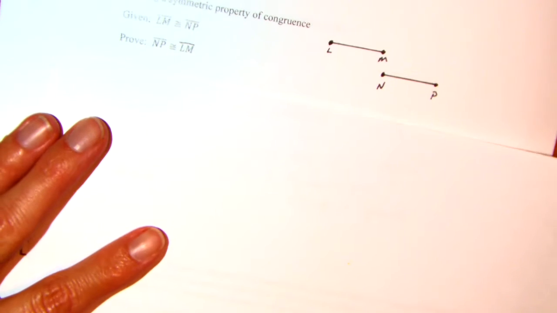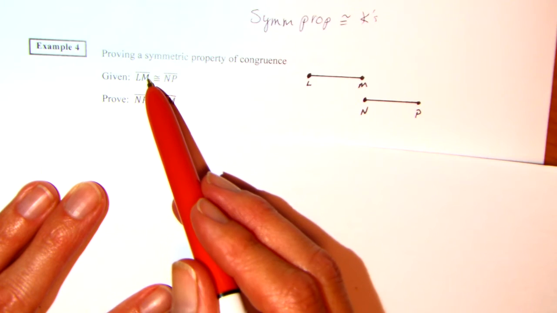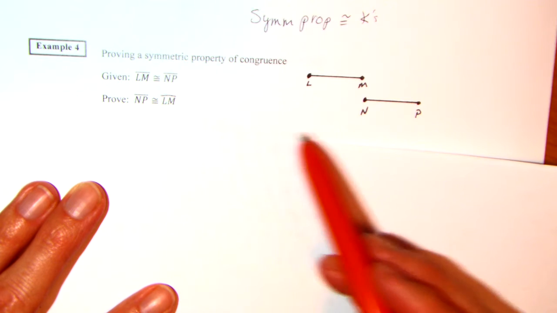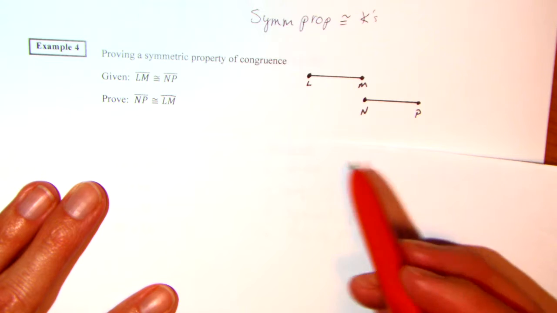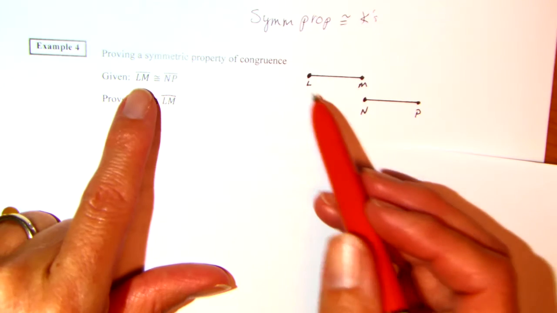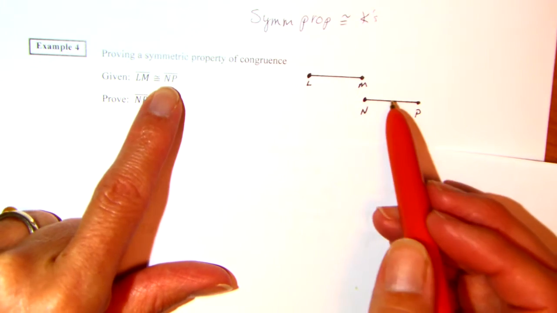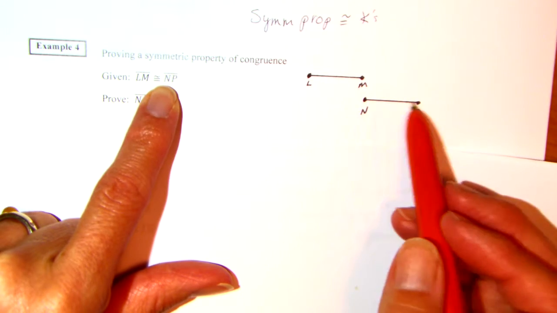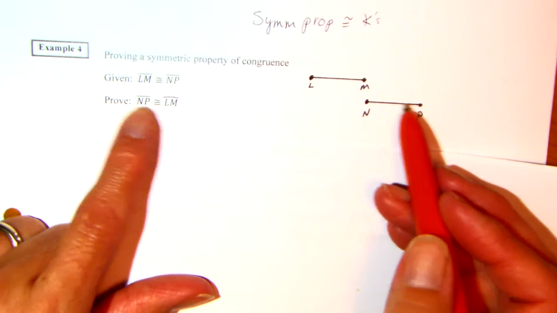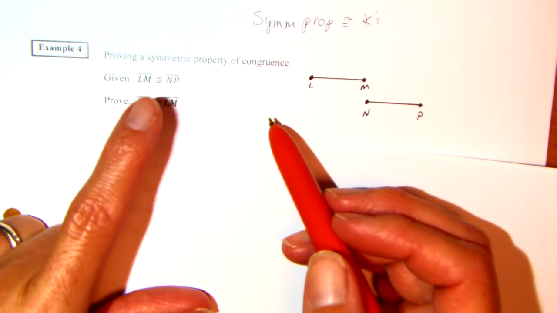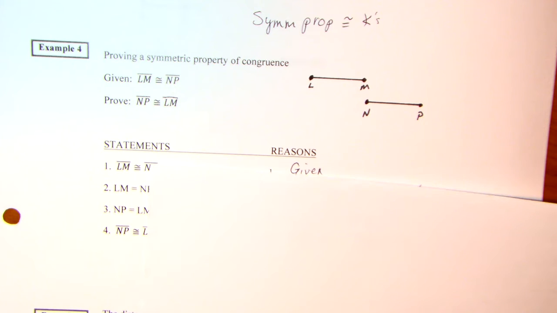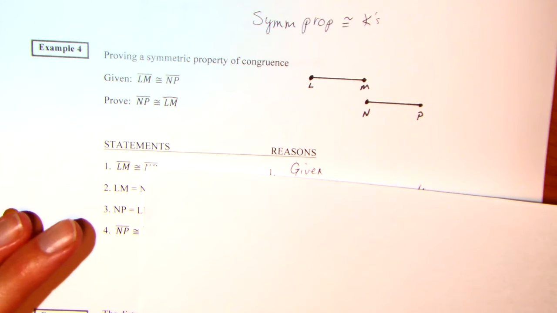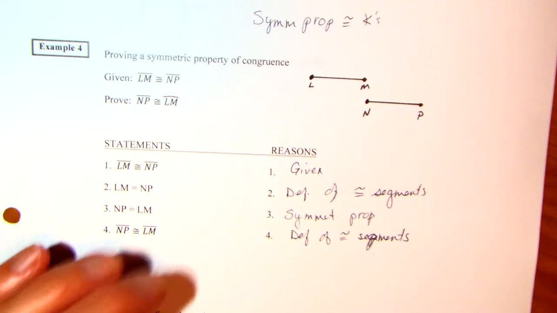All right, example 4. Here we go. So again, you're given, you prove, and I think I had to draw that in for you. I'm not sure. Take a look. Okay, so I know this seems ridiculous. We're given segment LM is congruent to segment NP. What we want is segment NP is congruent to LM. So we are proving your symmetry property. Okay, so I know it seems redundant. I have to admit, I was never a fan of this proof.